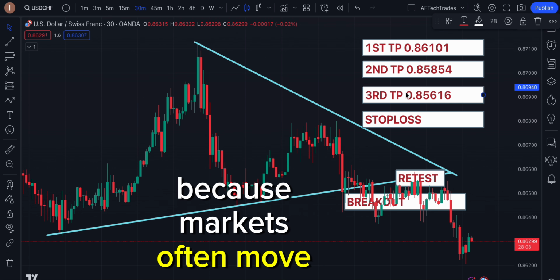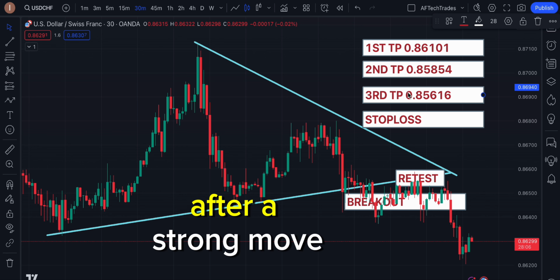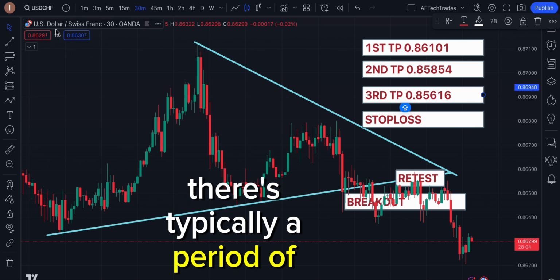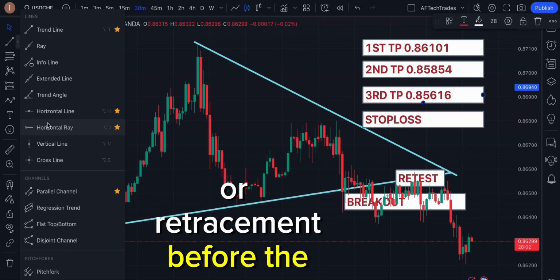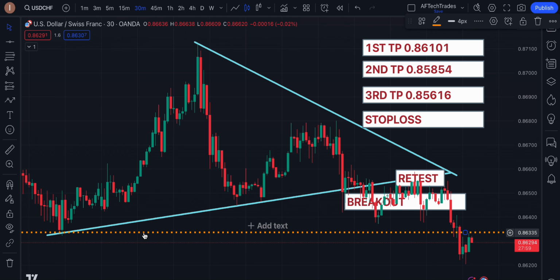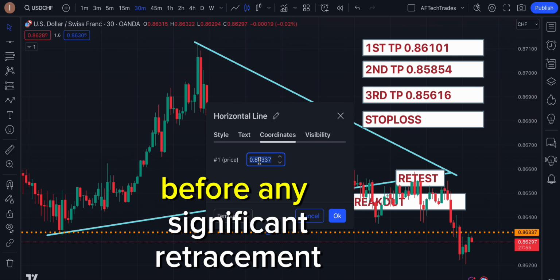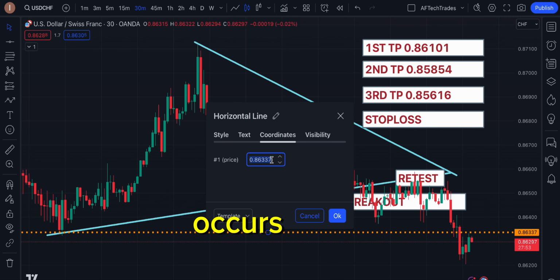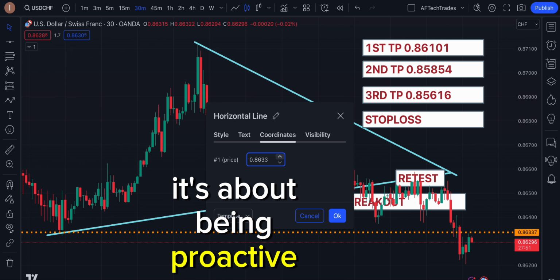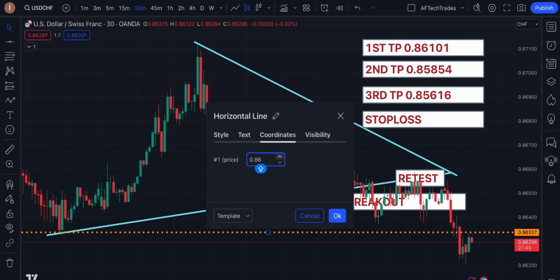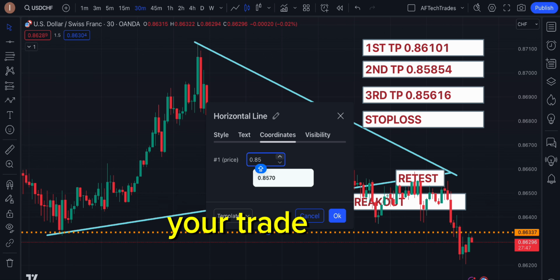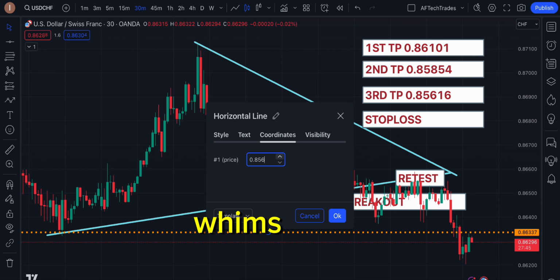Because markets often move in waves. After a strong move, there's typically a period of consolidation or retracement before the next big move happens. By setting our third take profit at this level, we're ensuring that we're out of the trade before any significant retracement occurs. It's about being proactive rather than reactive. You want to be in control of your trade, not at the mercy of the market's whims.